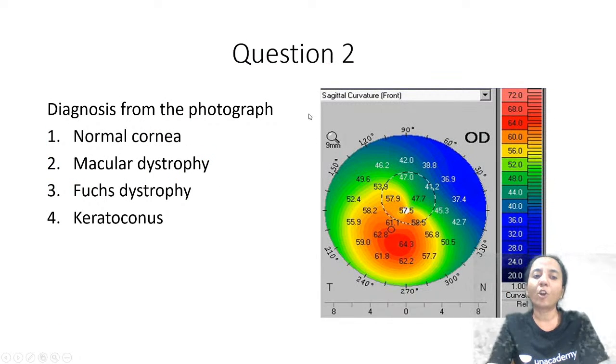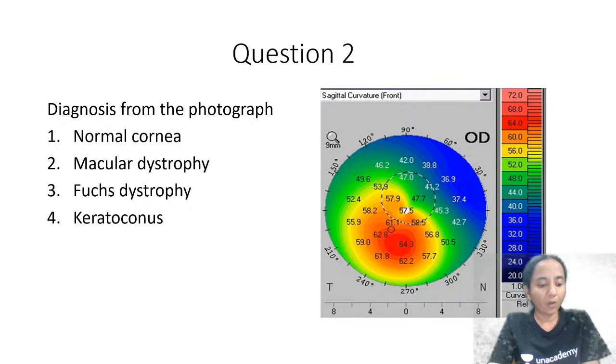What is the diagnosis from this photograph? So this is an investigation that's been given to us, and now we are asked what is the diagnosis from this photograph. Is it a normal cornea? Is it a macular dystrophy? Is it a Fuchs endothelial dystrophy, or is it keratoconus? So what can we call this now? Any idea what we should call this?